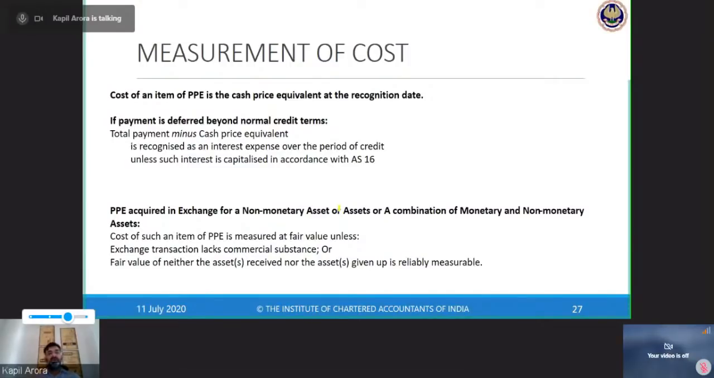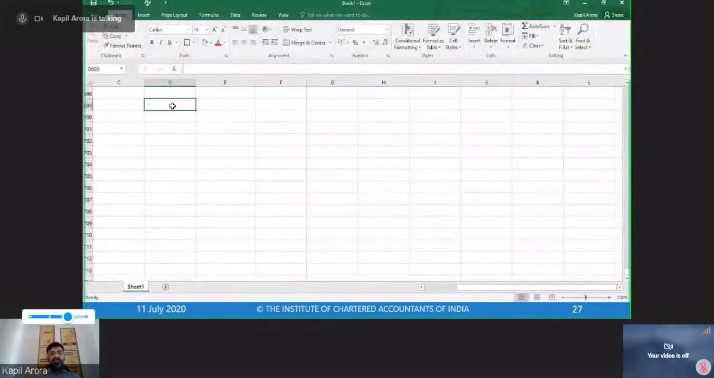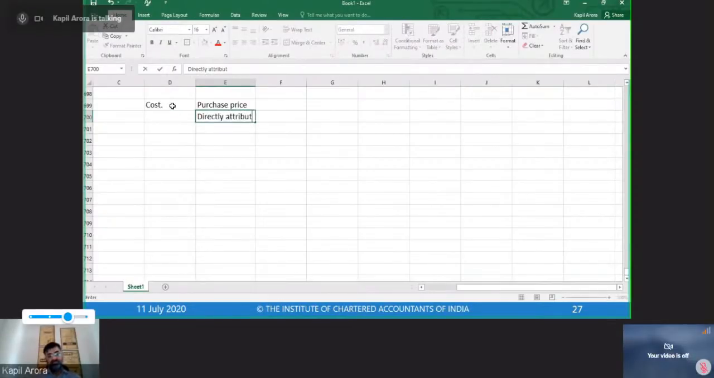Now, measurement of cost. Again, cost was the purchase price, directly attributable cost, and decommissioning cost.